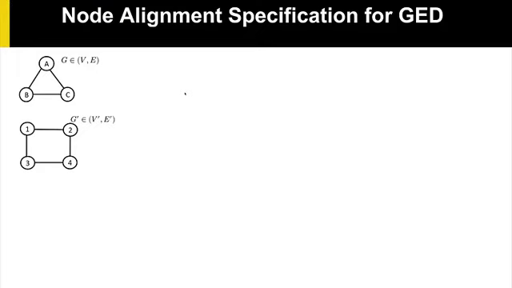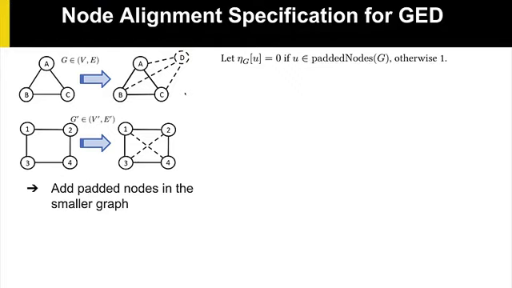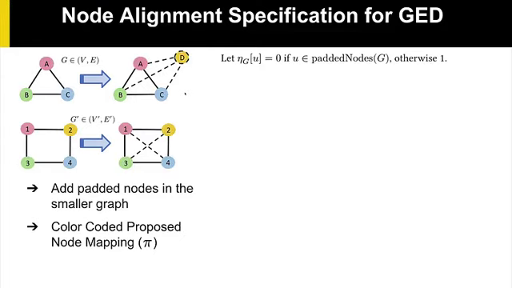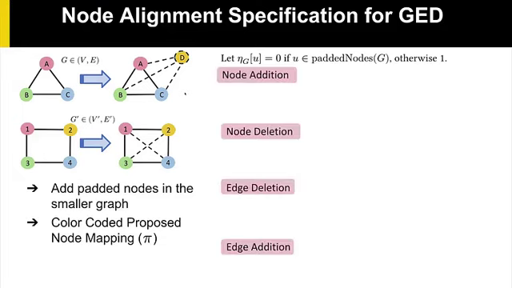Given this example pair of graphs, we first add a padded node to make the graph sizes equal and specify an indicator to distinguish padded from the original nodes. Then the graph sizes being equal, we can now specify an injective mapping pi between the nodes of the two graphs, which is color coded. And this directly entails a set of edit operations.